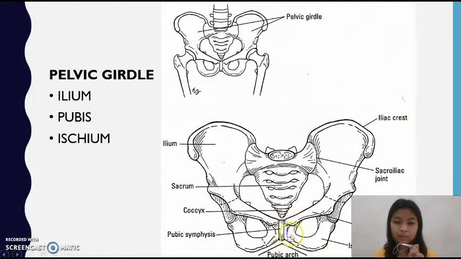Again, pubic symphysis is a type of fibrocartilage. Okay, para hindi masaktan yung dito sa pubic part natin. Okay, so yun yung parts ng pelvic girdle natin. So, we have the main parts such as the ilium, pubis, and ischium. So, ito yung pubis. Yan.